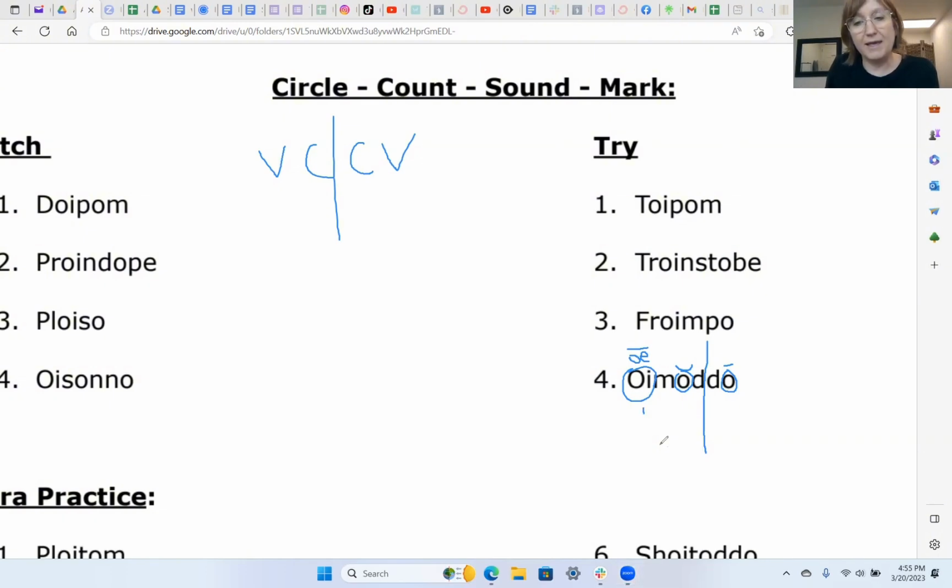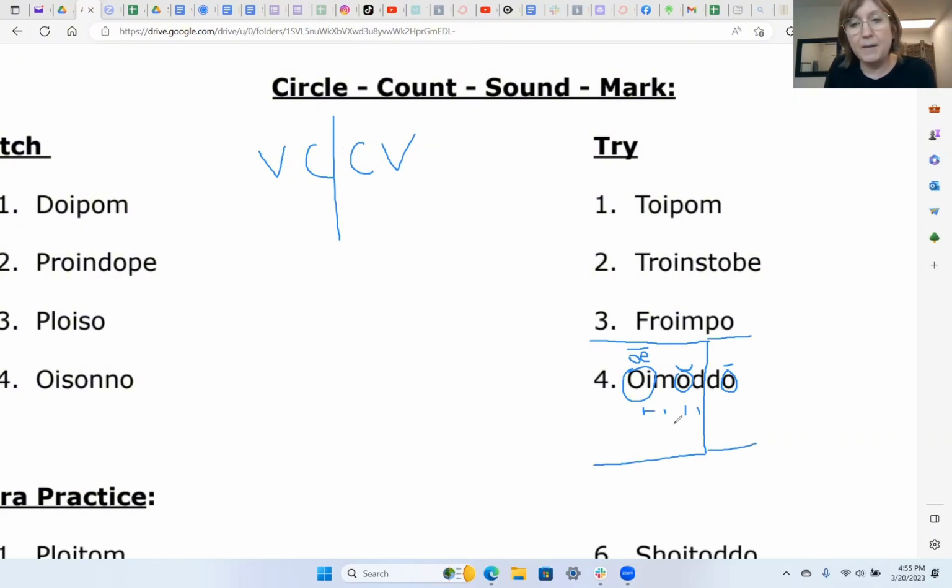We have oi, is the short sound for O because the next 2 letters are consonants. D. And I'm going to stop there because I can see that this is a vowel, consonant, consonant, vowel pattern, which means I can split it right between the 2 consonants and make 2 complete word challenges for me. It just makes it smaller, and then you can combine them.